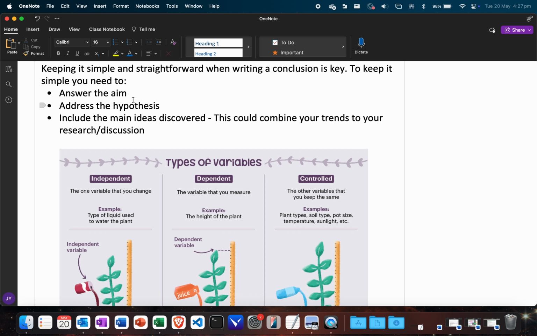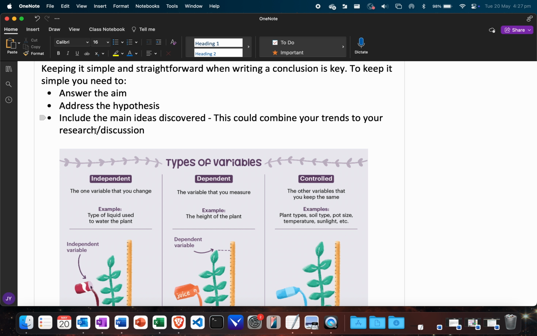So, what does it mean to answer the aim? Well, you have an aim for your experiment to investigate the effect of such and such, right? Well, to answer the aim, did you test that? Well, yes, you did, hopefully. And so you would say that, right? This effect was investigated. And you would then talk about the trends that you found as a result of investigating this.